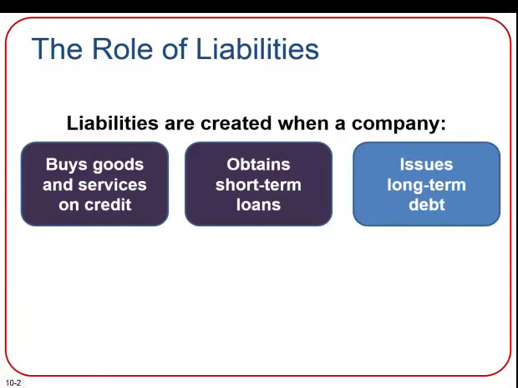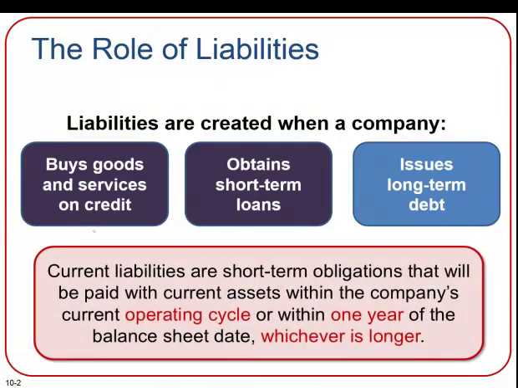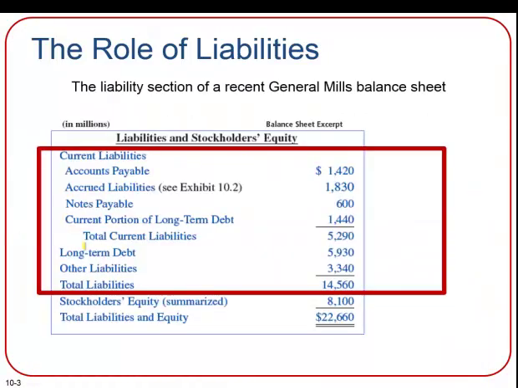Current liabilities shouldn't be new to you either. They are defined as the short-term obligations that will be paid within a year. On this screen, we show the liability section of a recent balance sheet for General Mills. And as you can see, there's various types of liabilities at the end of this fiscal year. So we have our current liabilities, those things like accounts payable and accrued liabilities, things that will be paid off in the current year. And then we've got down here long-term debt. It's got its own category. So we like to separate the current and the long-term.